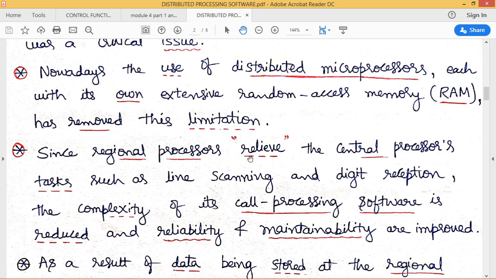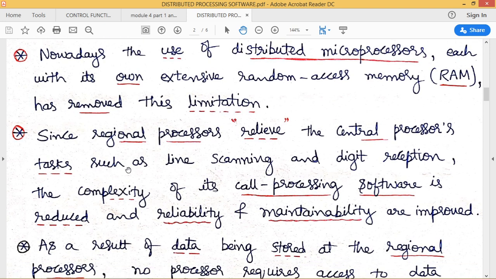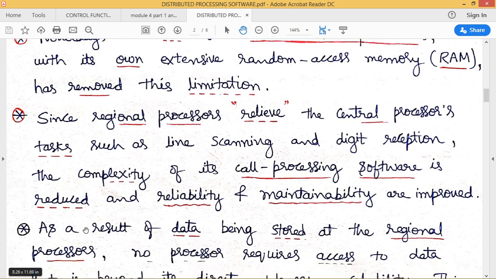Since regional processors are relieving the central processor's tasks, that means they are reducing the tasks which the central processor used to do, such as line scanning and digit reception, and also the complexity of its call processing software is reduced. So whatever the complexity that was involved in handling a call, that is call processing software, was also reduced. Previously all those operations were performed by a central processor only, but now regional processors are taking the majority of the tasks.